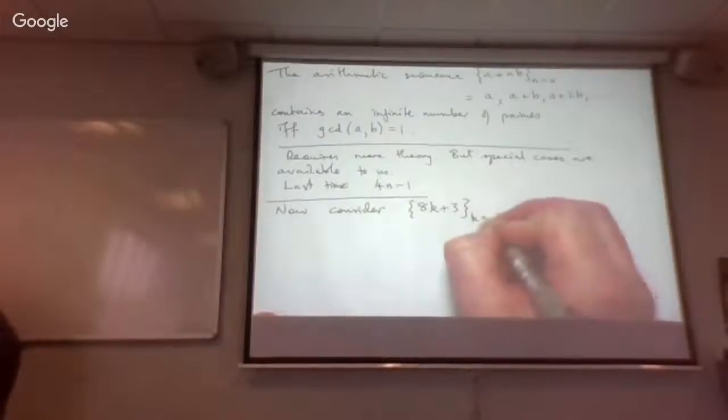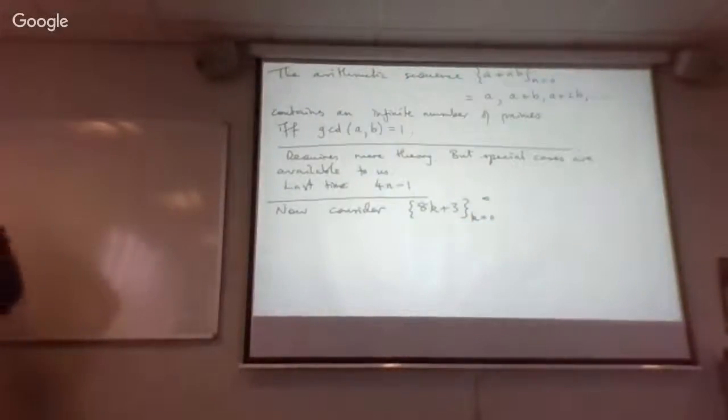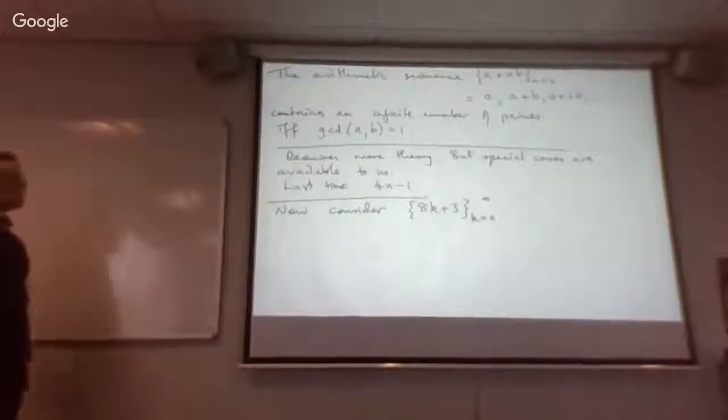K equals 0 to infinity. I've just written it with a k because that's the way it is in the question. Just the second last question on page 70. Prove there's an infinite number of primes in this sequence.